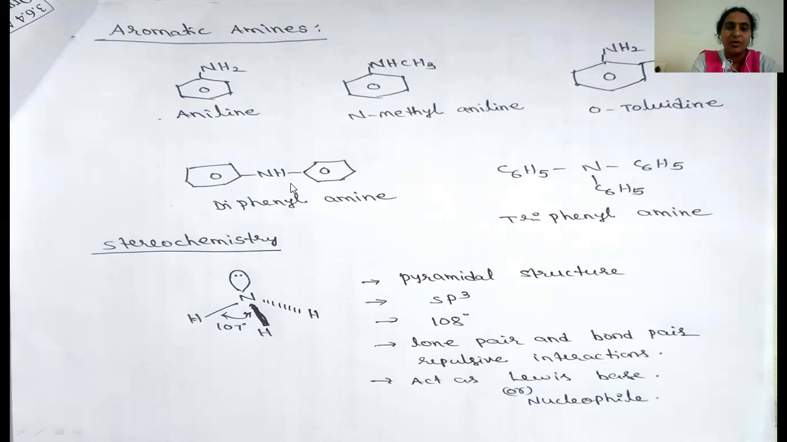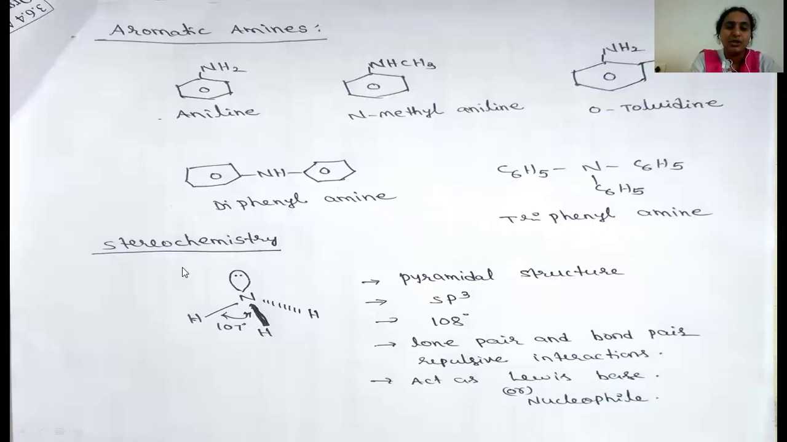Whereas here this compound is called diphenylamine. The short form is DPA. And here this compound is called triphenylamine because a total of 3 phenyl groups are present. Hence, this name is triphenylamine. The short form of this compound is TPA. So, these are a few examples of aromatic amines.